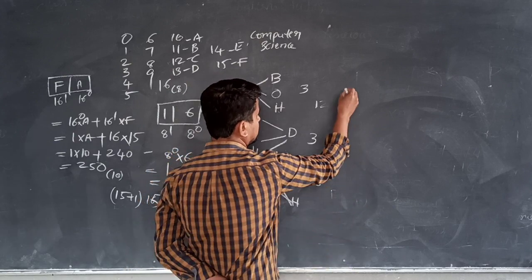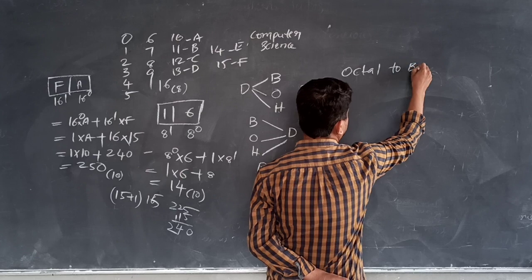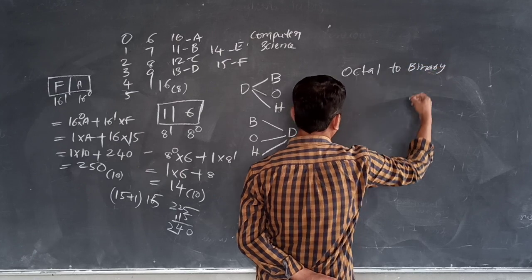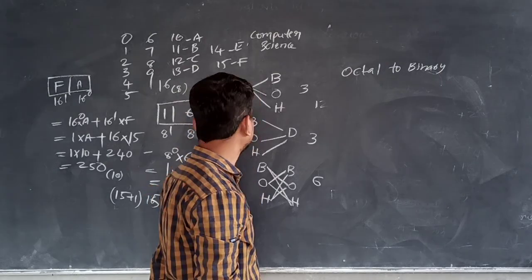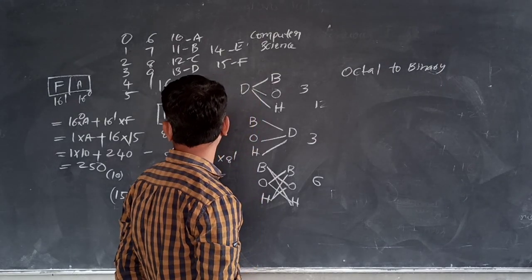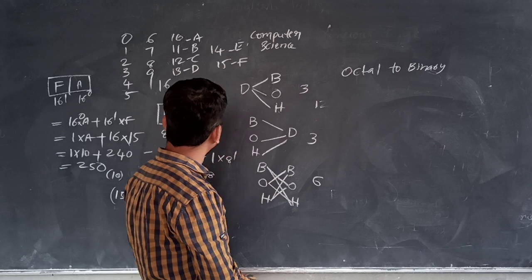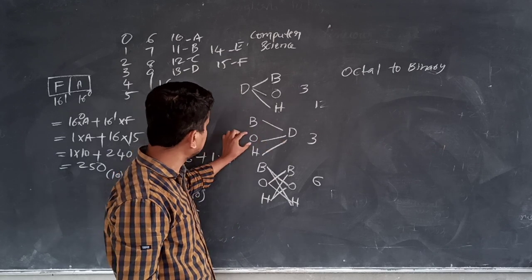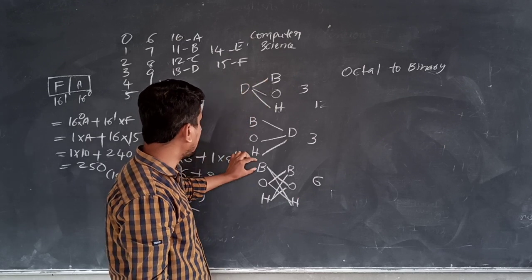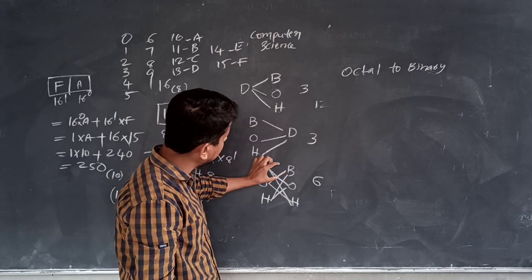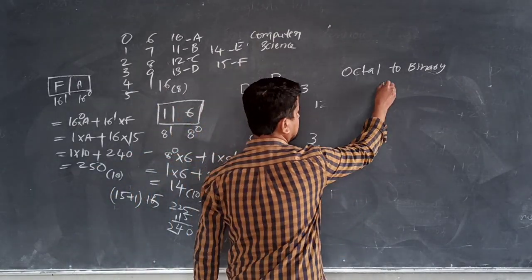So what is the conversion now? We are discussing octal to binary number system. Previously we finished decimal to binary and decimal to octal. Octal to binary we are learning now. For this I am going to draw a chart for you. Let us understand this chart.